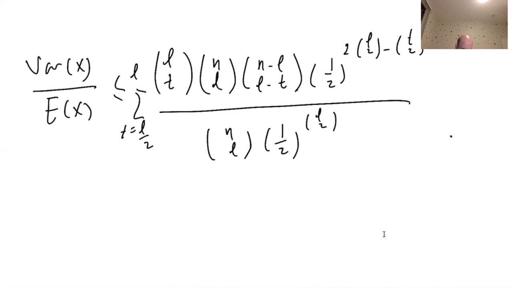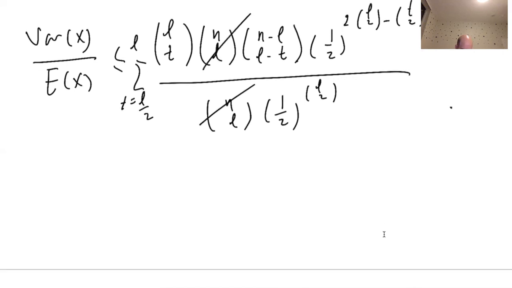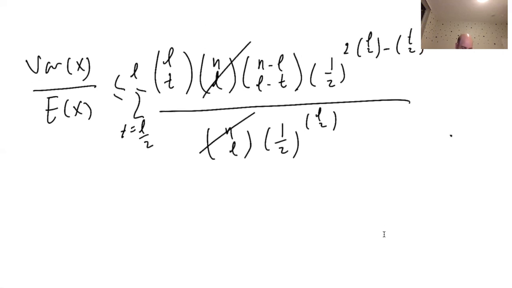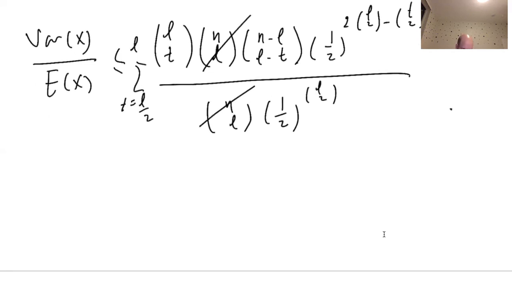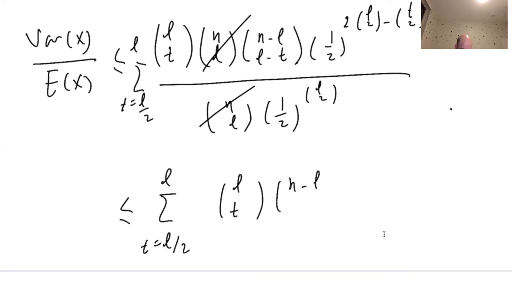Okay, now if we simplify, this cancels with this, and this also simplifies the 1/2 to the power L choose 2. So this is less than or equal to the sum over T from L over 2 to L of L choose T, n minus L choose L minus T, 1/2 to the power L choose 2 minus T choose 2.